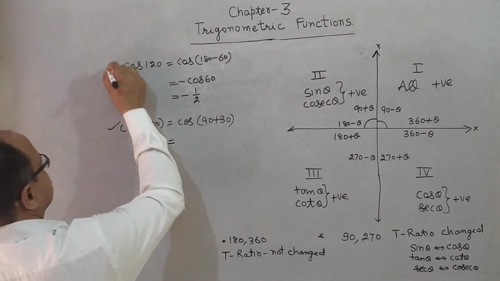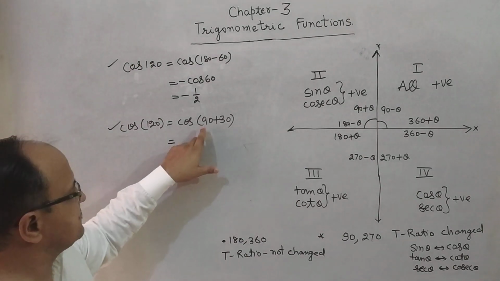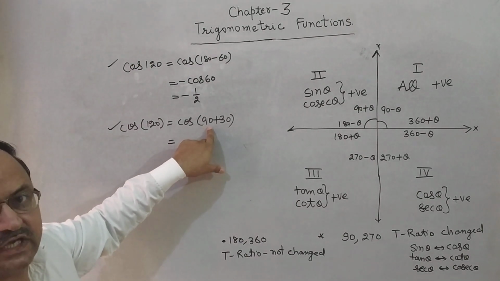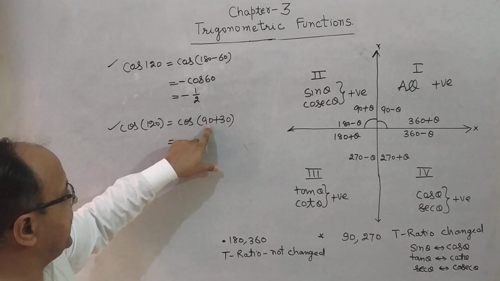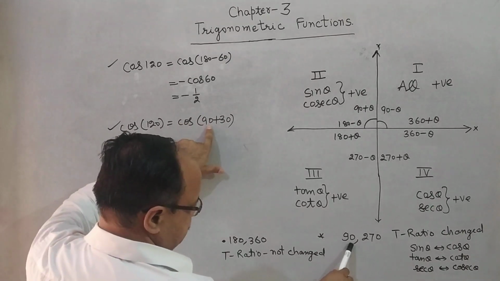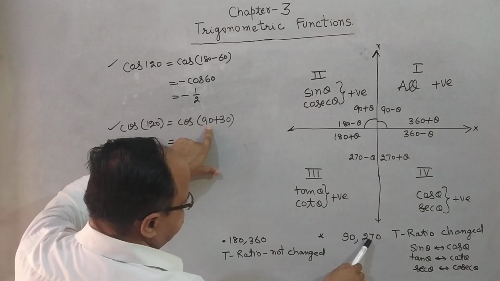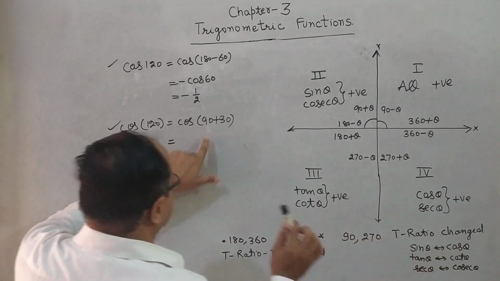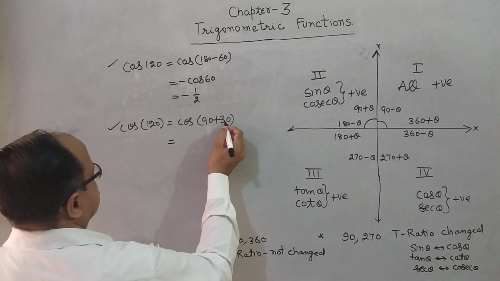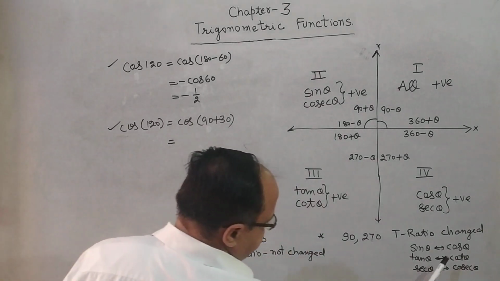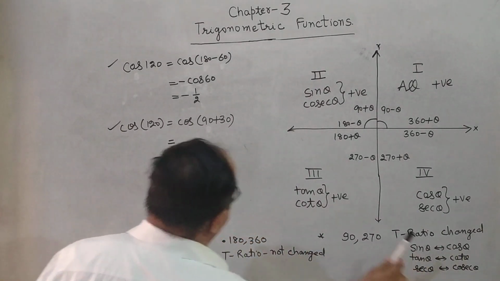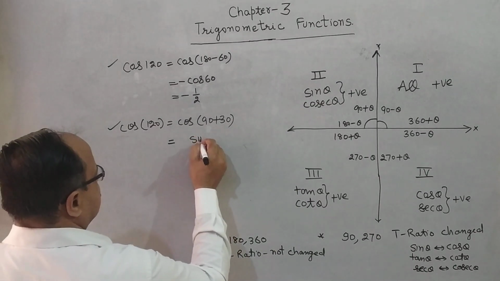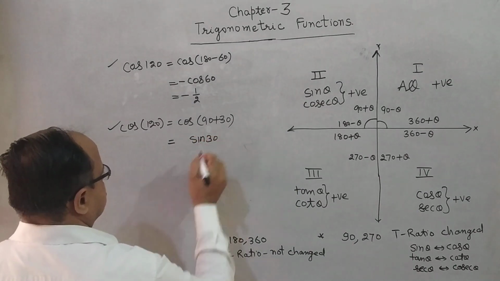The second method. Second way is you can also break 90 plus 30. So it is the case of 90 plus theta. When the case is 90 plus theta, then the t ratio will change. So cos changes into sin. We can write here sin 30 degree.